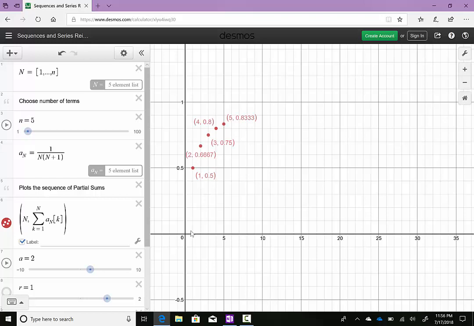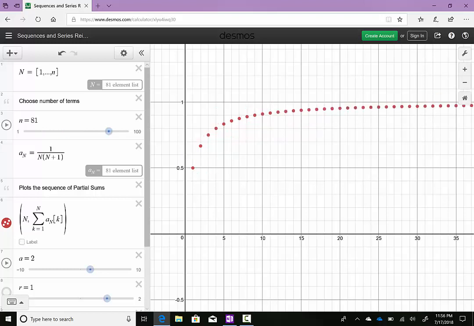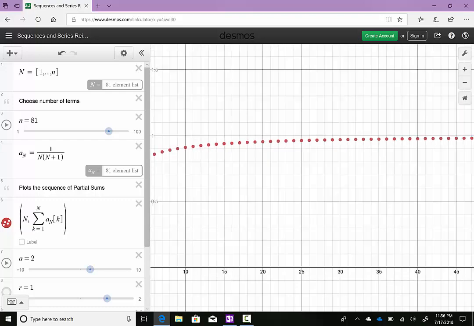Here I've plotted a few more. So the 2, 2/3, 3, 0.75, 4, 0.8, 5, 0.083. As I drag it forward, you can see we're adding more terms. It gets a little crowded here, so let me take the label off for a minute. But we can see that they are converging closer and closer.